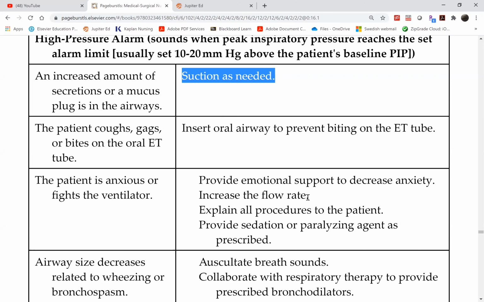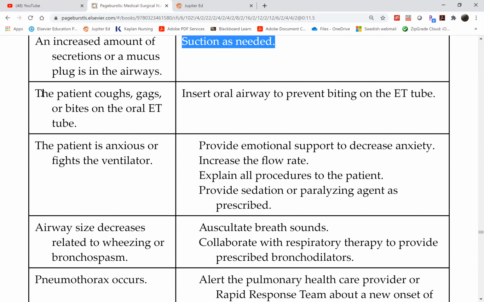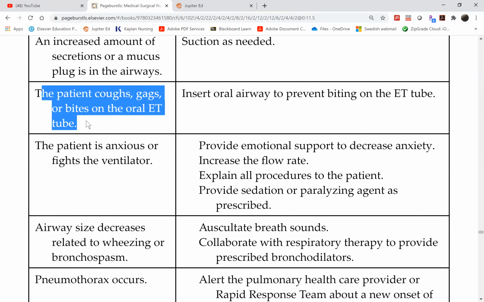I won't read it for you. They're pretty clear. Here, for instance, the patient bites the tube. Of course, that will increase resistance because now the breath cannot go through because the patient's biting on the tube.